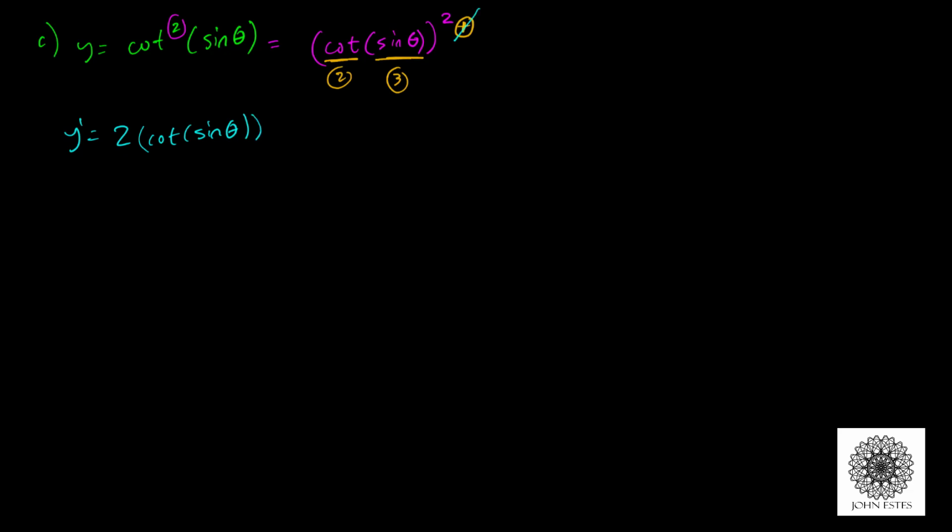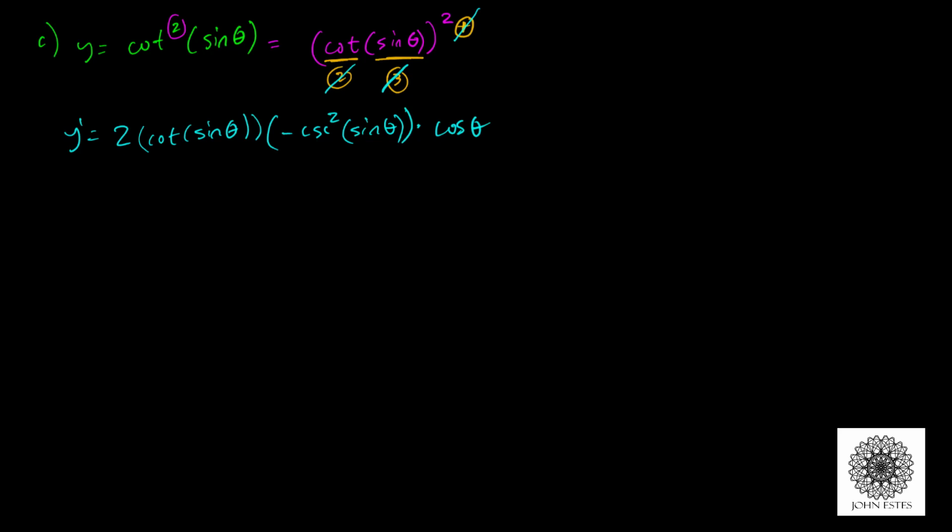Now I have to deal with the second part. The derivative of cotangent, you might have to look it up, but that's negative cosecant squared. Leave what's inside alone. So that's going to be the sine theta there. That takes care of the second part. And then lastly, we have the third part, which is the derivative of sine, which is cosine theta. And so there's the third part as well.